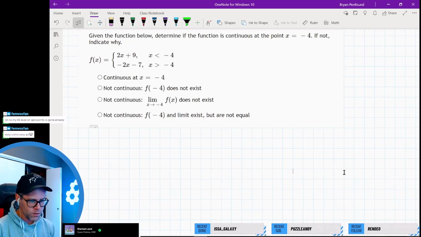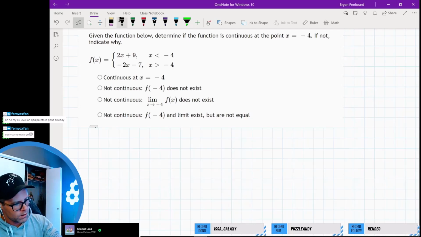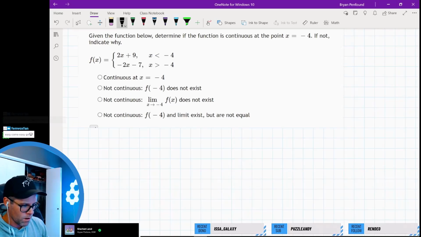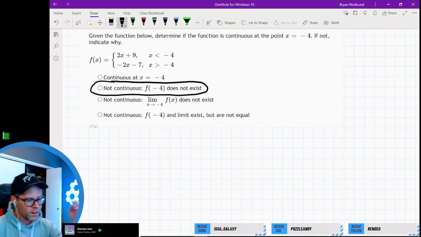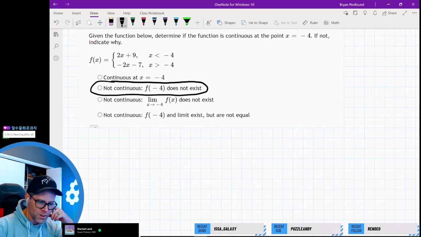Given the function below, determine if the function is continuous at -4. If not, indicate why. Like we were doing before, well, it's not defined at -4. I mean, we could just go to here, I guess. This function isn't even defined at -4. There's no way that this can be continuous at -4 if it's not defined there.